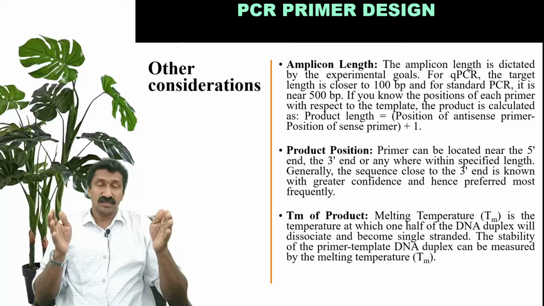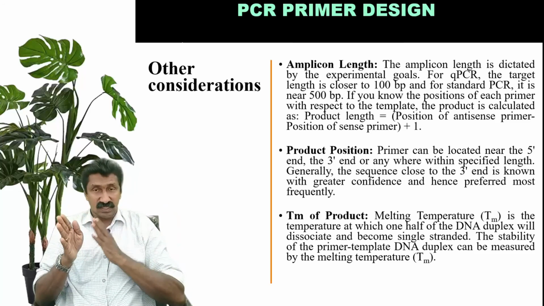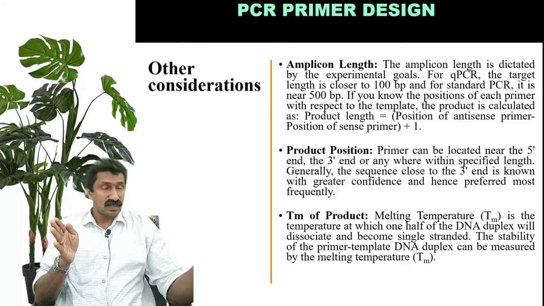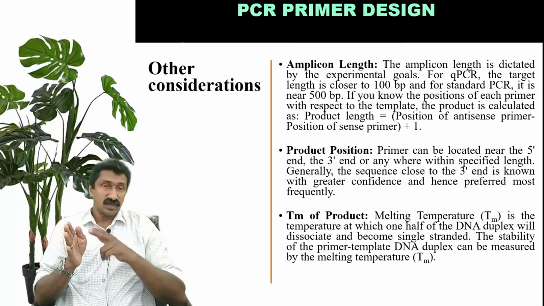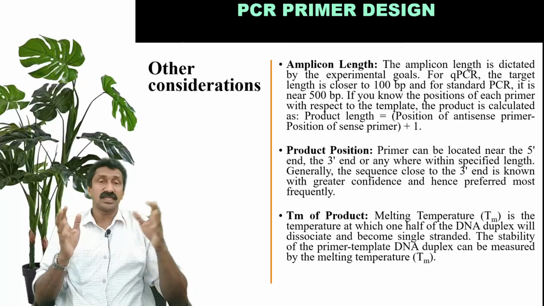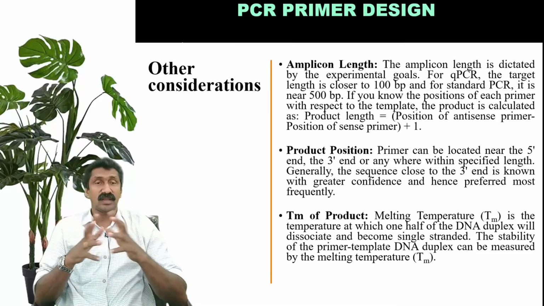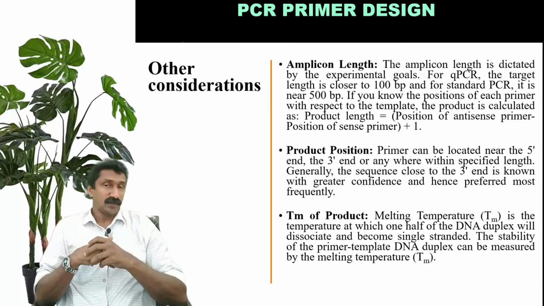The point is that the amplified region starts from the first base of the forward primer and ends at the first base of the reverse primer. So the region between the two primers is amplified, and the length of the product that is formed can be calculated from this formula.